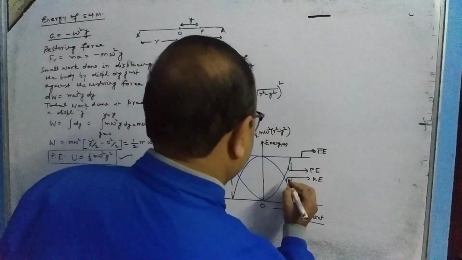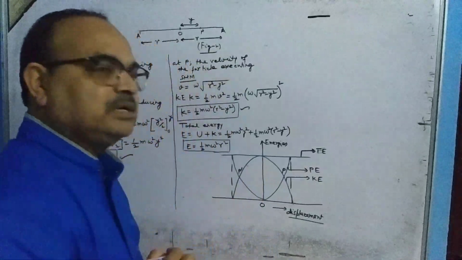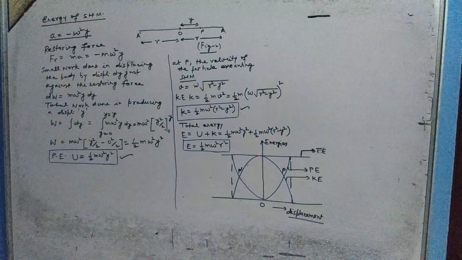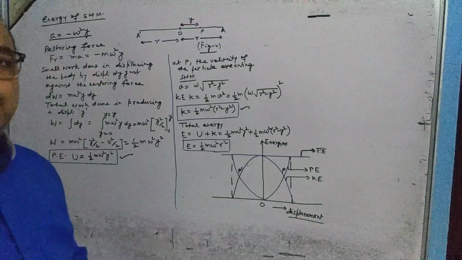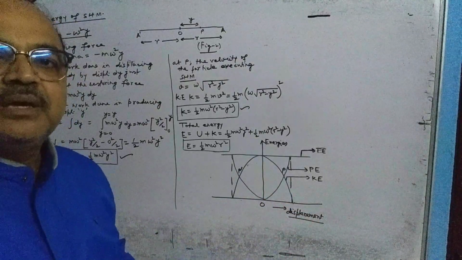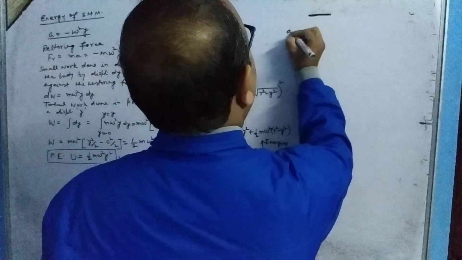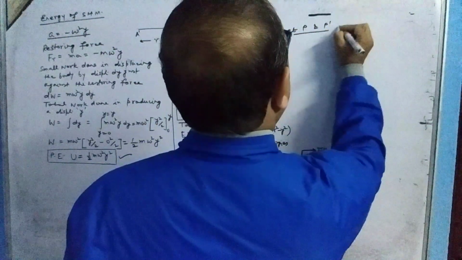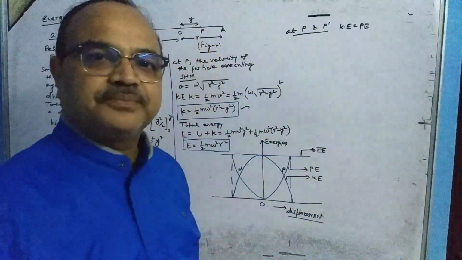Moreover, a very important point, this point is P, this point is P dash. P and P dash are the intersecting points of these two graphs, the potential energy graph and kinetic energy graph. Both are intersecting at the points P and P dash. So at P and P dash, what happens? Kinetic energy is equal to the potential energy.